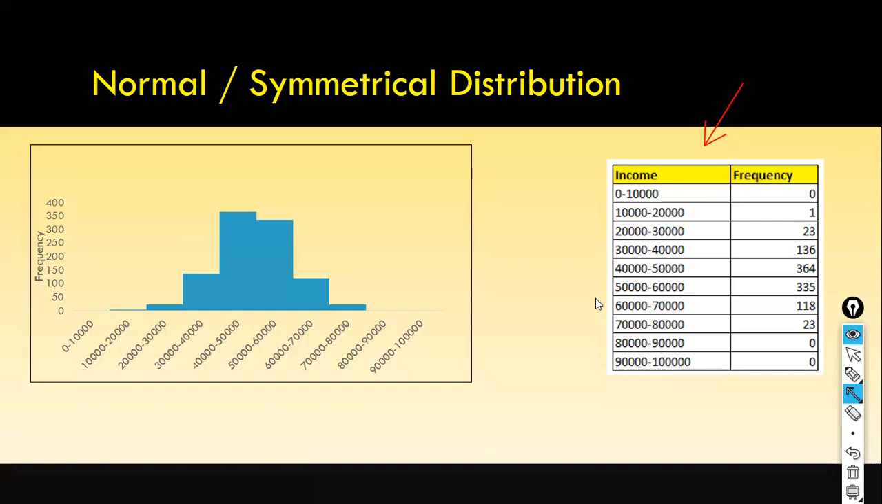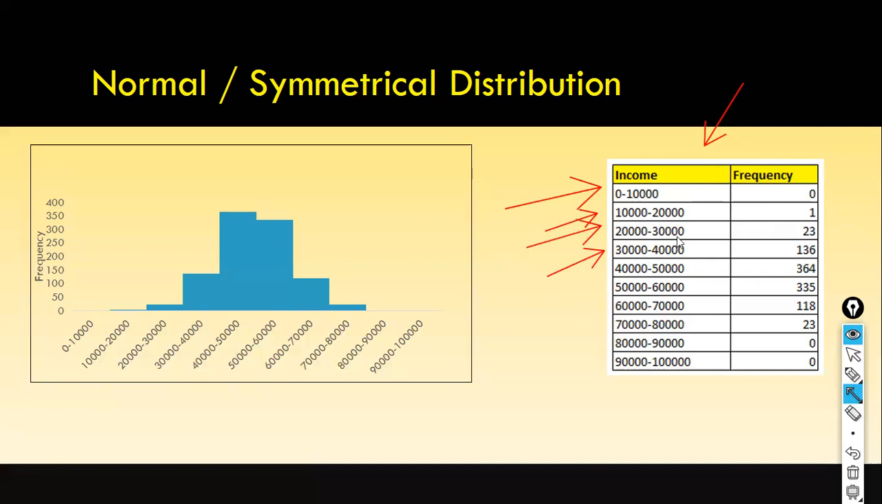Now your manager has given you this data set. So how many are in the range 0 to 10,000? None of the individuals have income between 0 and $10,000. One individual has an income between $10,000 and $20,000. Here, 23 individuals have an income between 20,000 and 30,000, and 136 employees or individuals have an income between the next range.